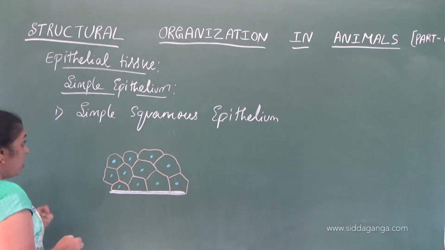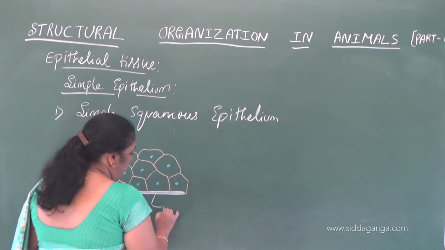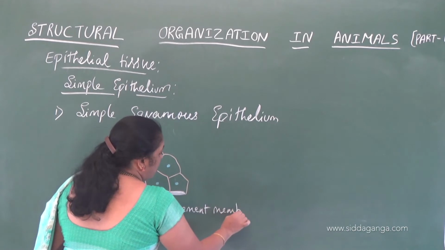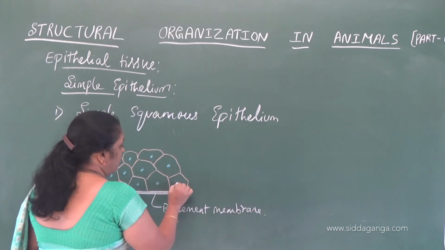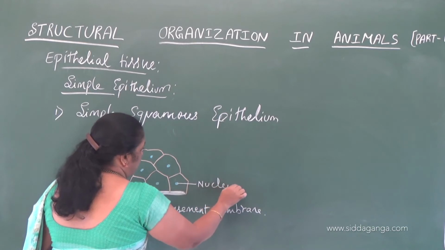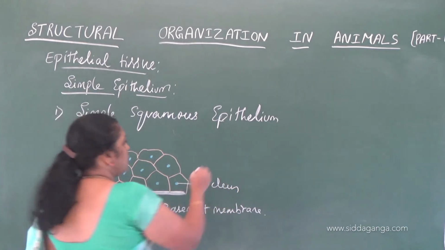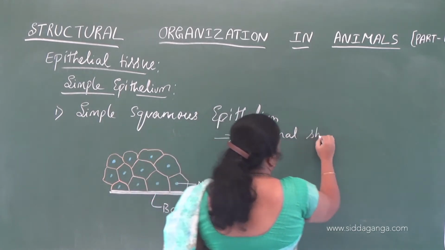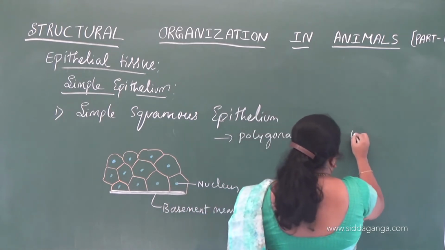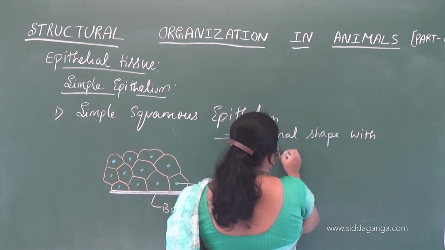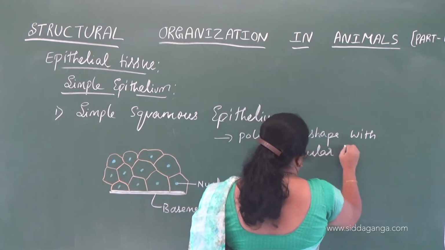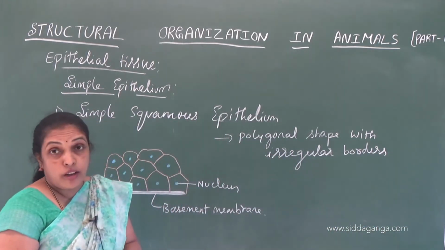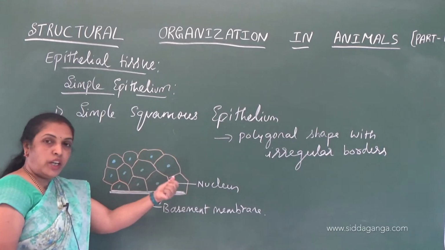So this is simple squamous epithelium. This one is the basement membrane. All the cells lie above the basement membrane, with a nucleus. These squamous cells are polygonal in shape with irregular borders and a centrally situated nucleus.